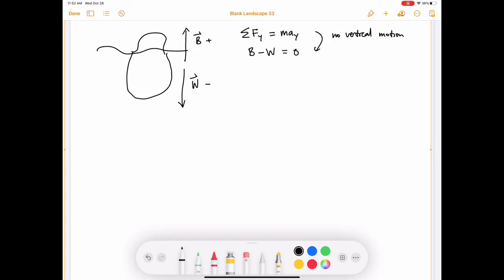Okay, so to take the next step, we'll have to realize that there are two different volumes that are going to come into play in this problem. So we're going to let V total be the total volume of the iceberg. Okay, but then we're going to let V below be the volume of the iceberg that's below the surface of the water.